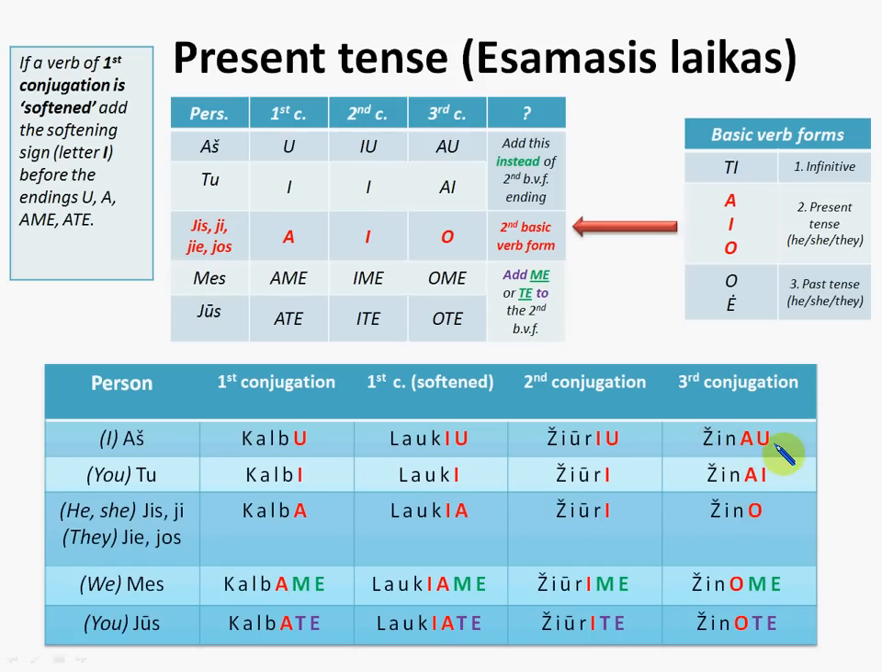Aš žinau. That means I know. Aš žinau. Tu žinai. Jis, ji žino. Jie, jos žino. Mes žinome. Jūs žinote. Okay, so maybe write this table down. I suggest you do this because it's very useful. Nobody on the internet has ever done this for foreigners.